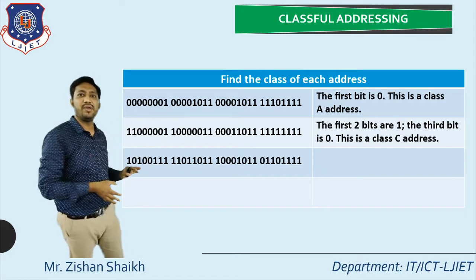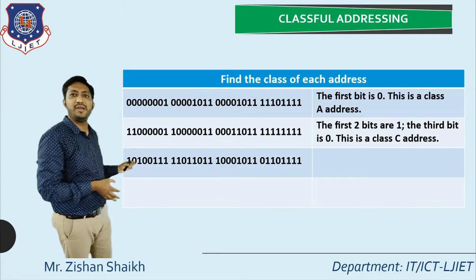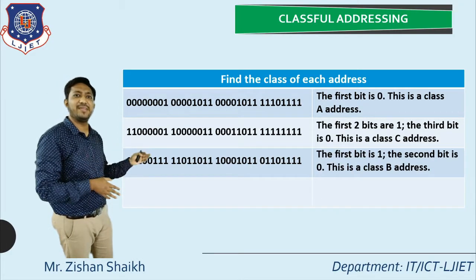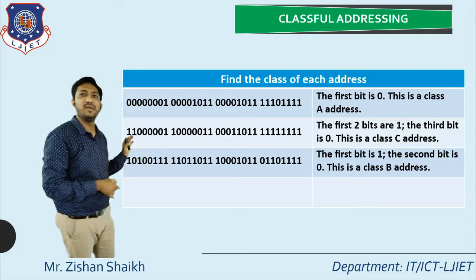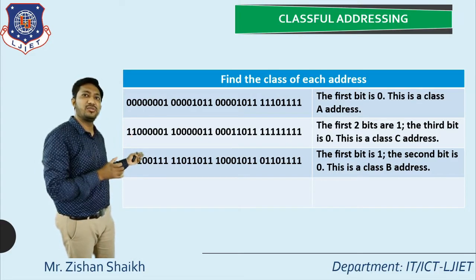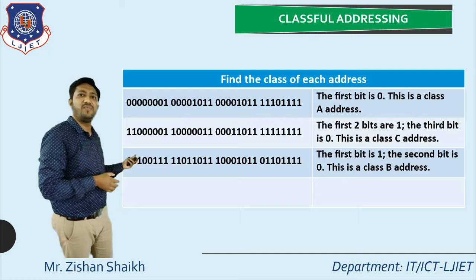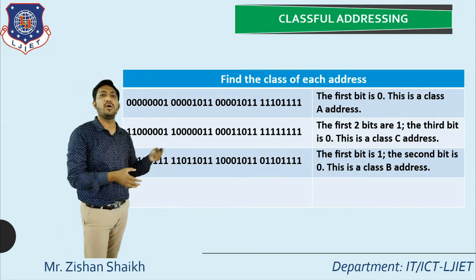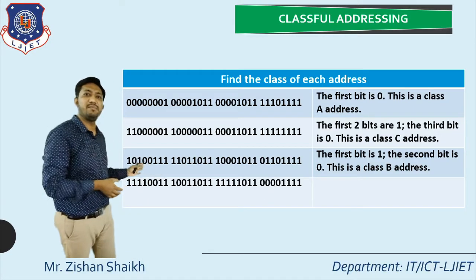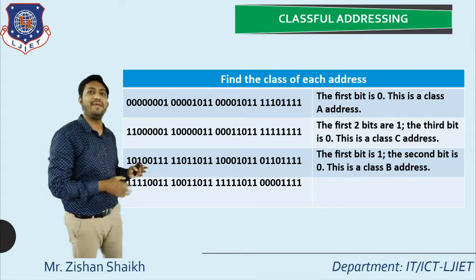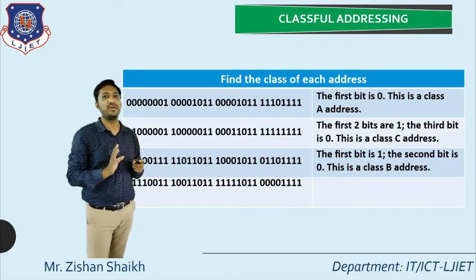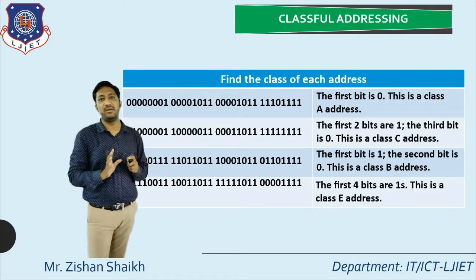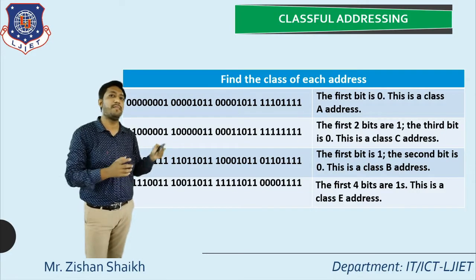Now the next example. My first bit is 1 and the second bit is 0, so we can say this belongs to class B. The first 2 bits of the first octet are fixed here, 10, and the remaining 6 bits can change, so it belongs to class B. And the last example: our first 4 bits are 1 and fixed here. So which class does it belong to? That is class E.